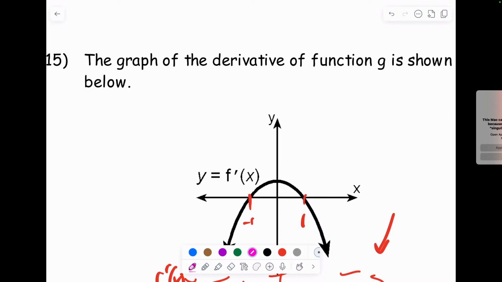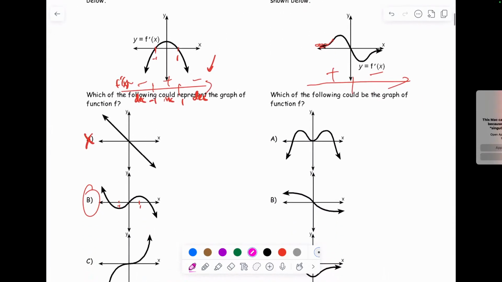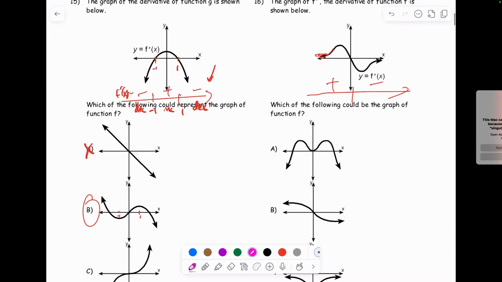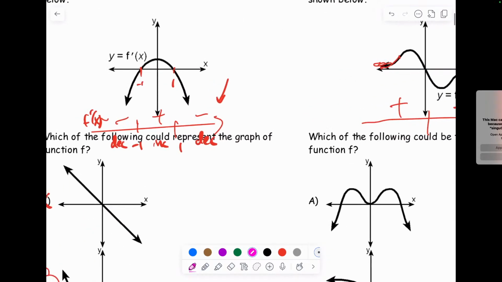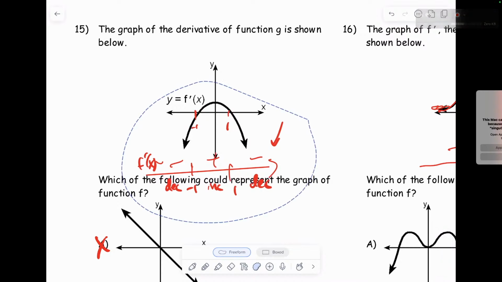So do a number line test and then draw out and see. Okay, let's see what's the answer. The answer is actually B for this one. But look at the slope, not the value. Look at it. Neha, look at this.